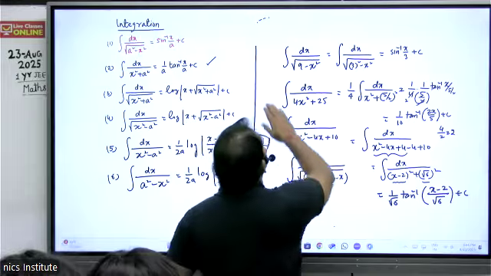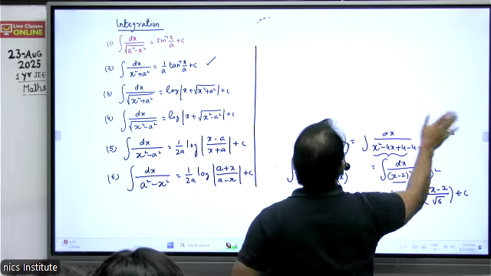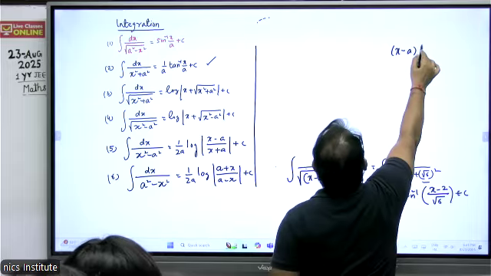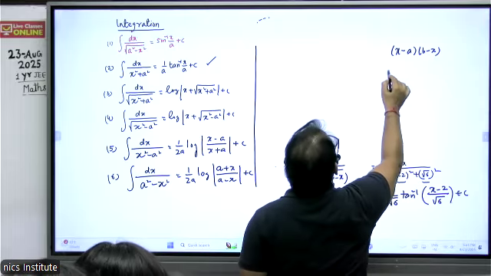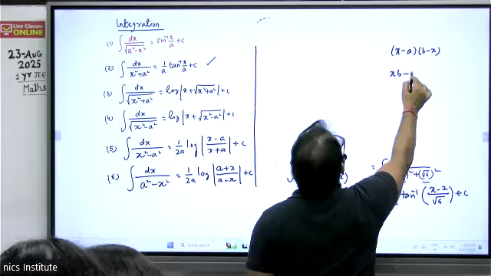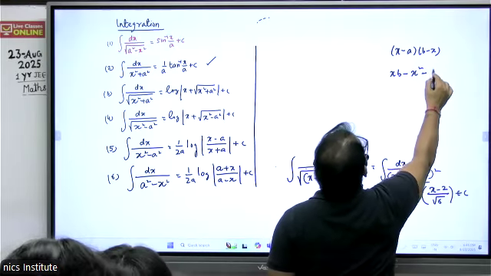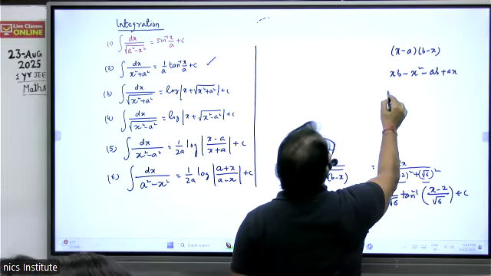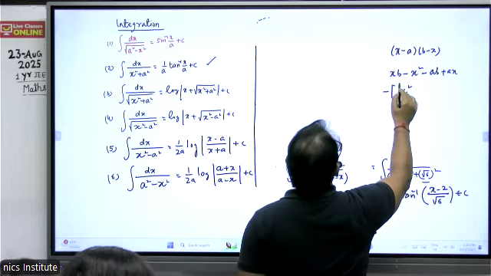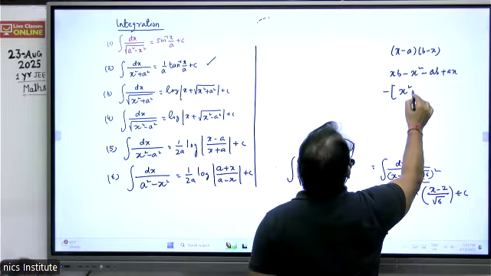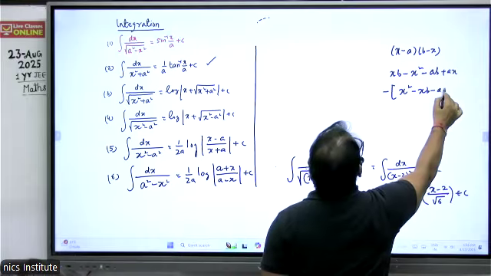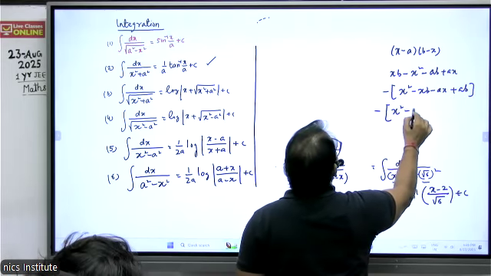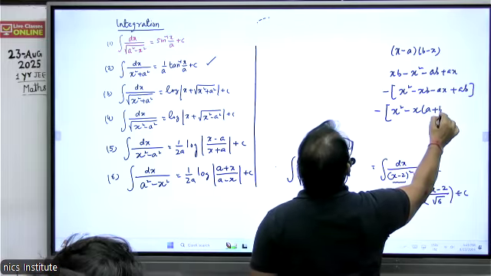So in the next one, again perfect square. First you open the brackets. This is x minus a into b minus x. Open the brackets: xb minus x square minus ab plus ax, right? Take minus sign common because the coefficient of x square has to be positive 1. So it will be minus x square minus xb minus ax plus ab. Now what is the coefficient of x?